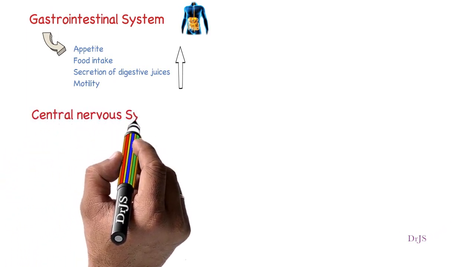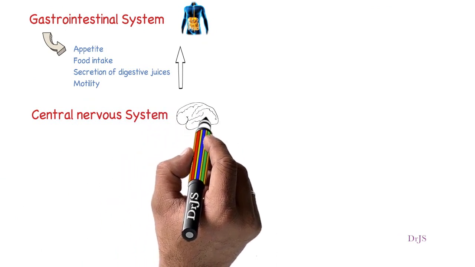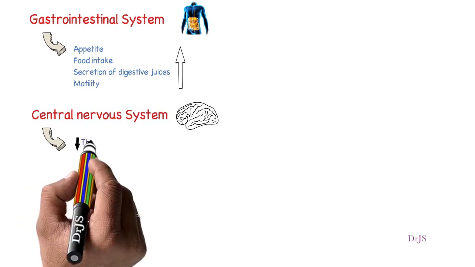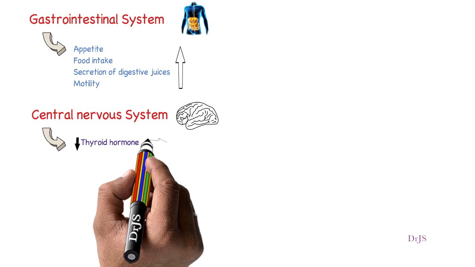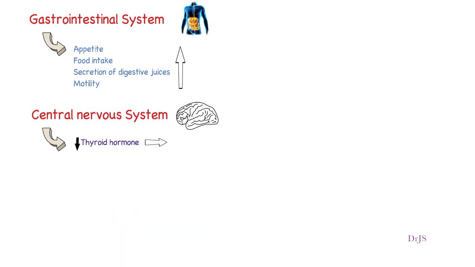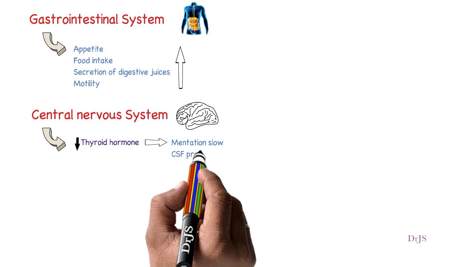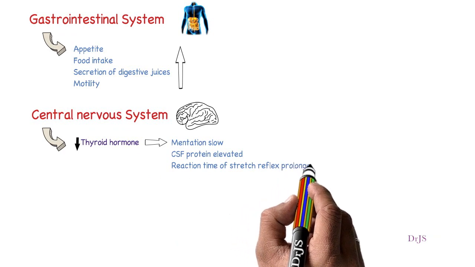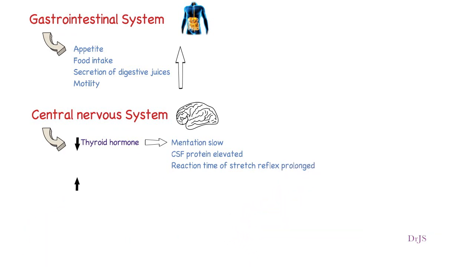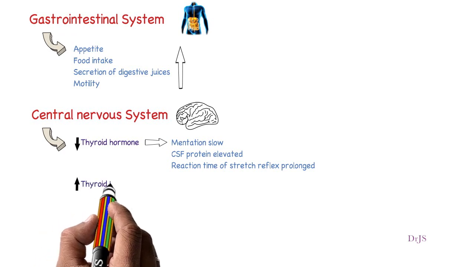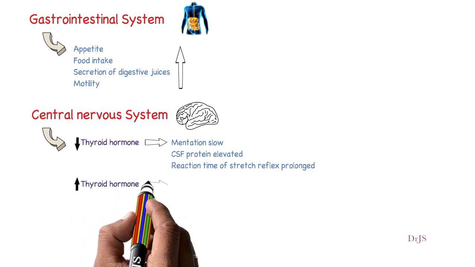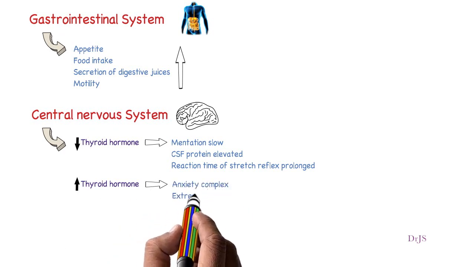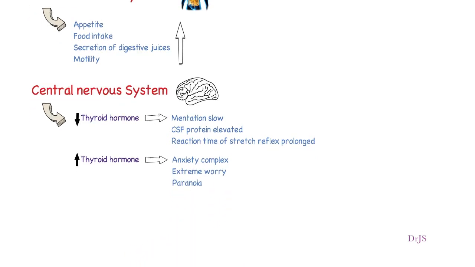Effect on the central nervous system. In hypothyroid conditions, the mentation becomes slow, CSF proteins become elevated, and the reaction of the stretch reflex is prolonged. The hyperthyroid individual is likely to have extreme nervousness and many psychoneurotic tendencies, such as anxiety complexes, extreme worry, and paranoia.